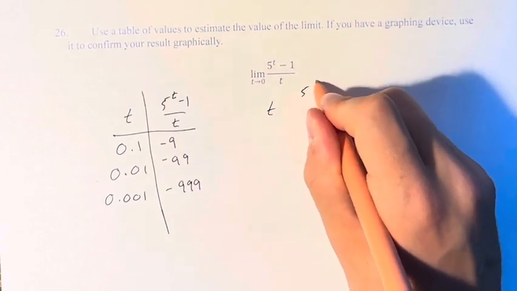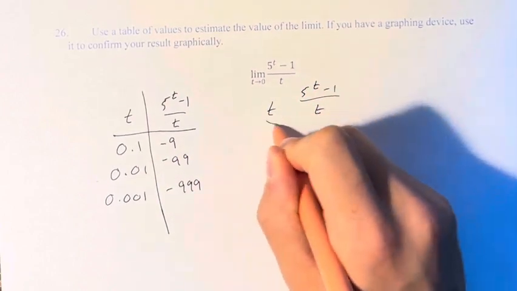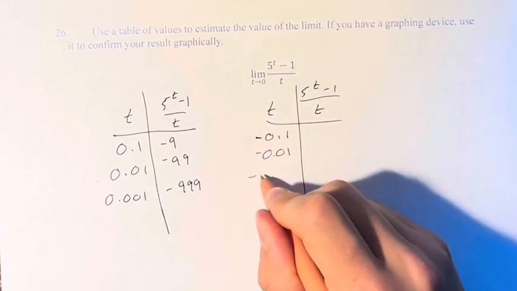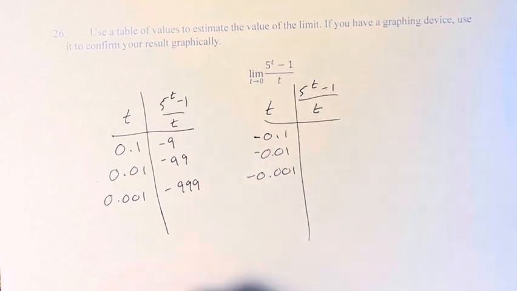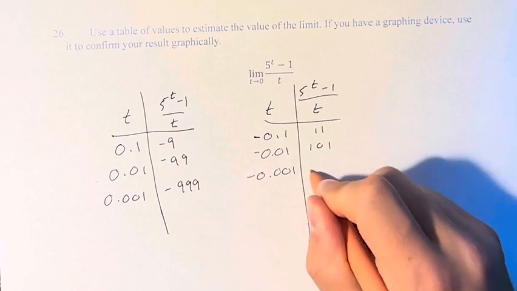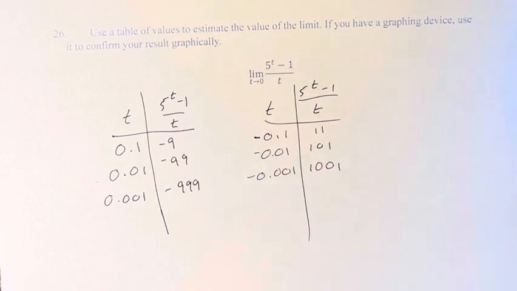And then we also have to do it for values that are slightly less than 0, but approaching 0. So -0.1, -0.01, -0.001. And if you plug these into this expression, you get -11, -101, -1001, and so on.